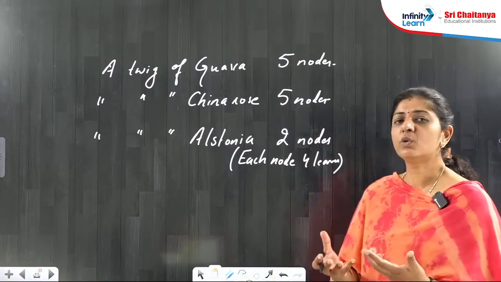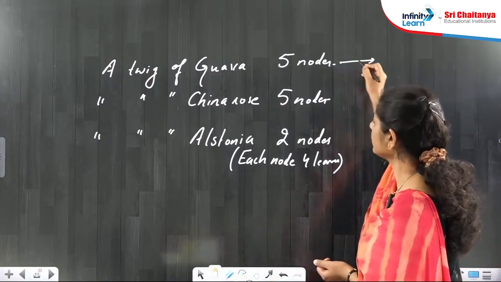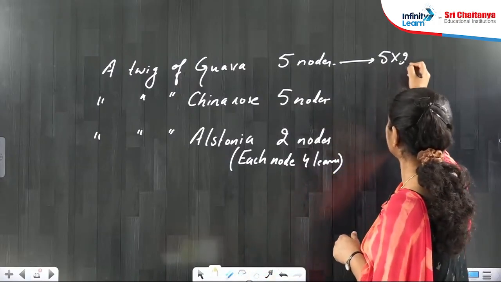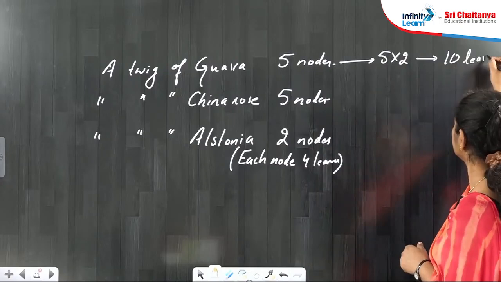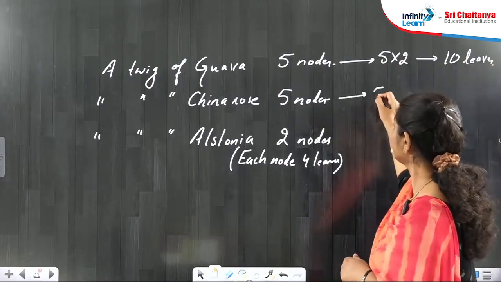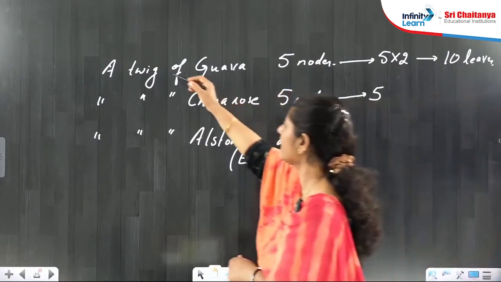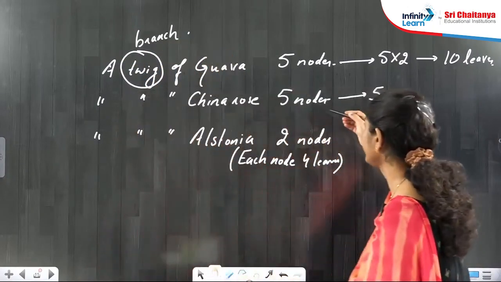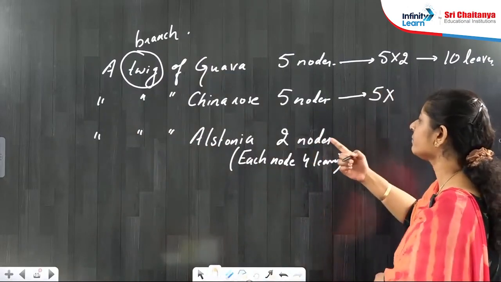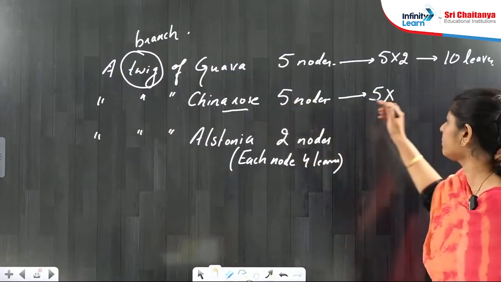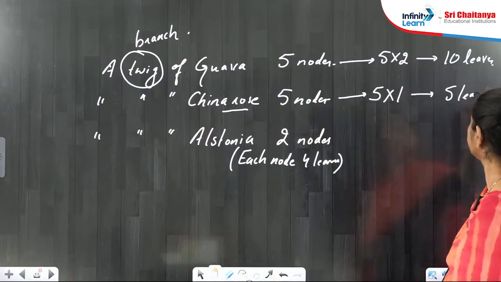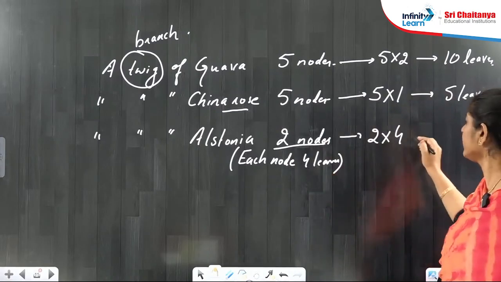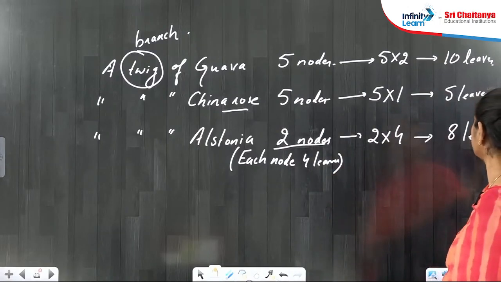Now you have to calculate the total number of leaves. Here you know that guava has 2 leaves at one node. So 5 into 2, 10 leaves here. China rose has 5 nodes on one branch, twig, I want to say, that is a branch. One branch, 5 nodes, but one node has 1 leaf. China rose being alternate type of phyllotaxy, 5 leaves will be there. Alstonia, 2 nodes, but it will have 4 leaves each, 8 leaves over there.